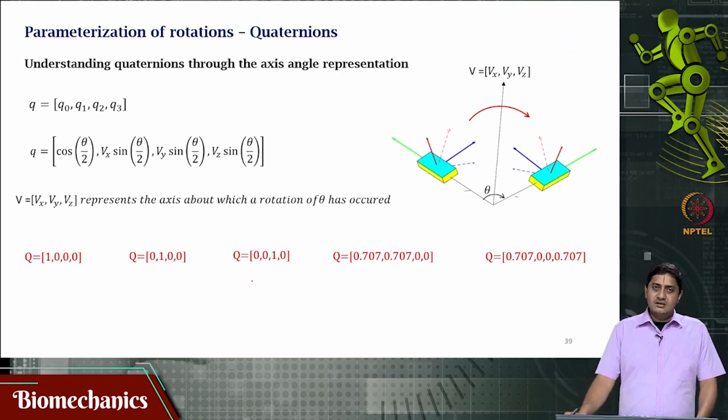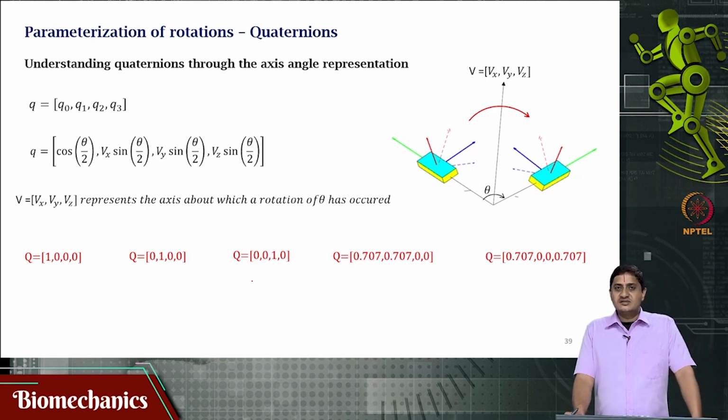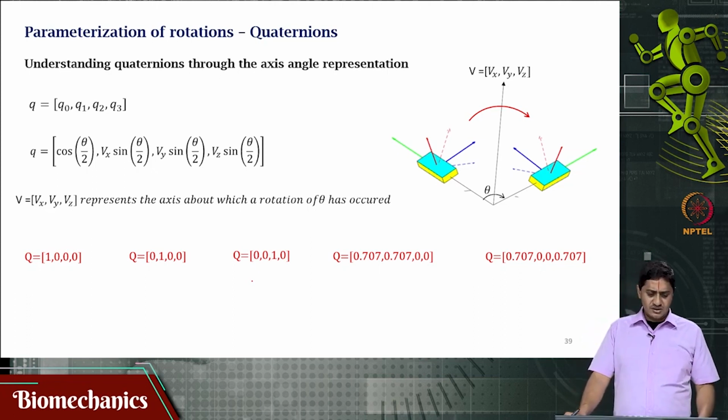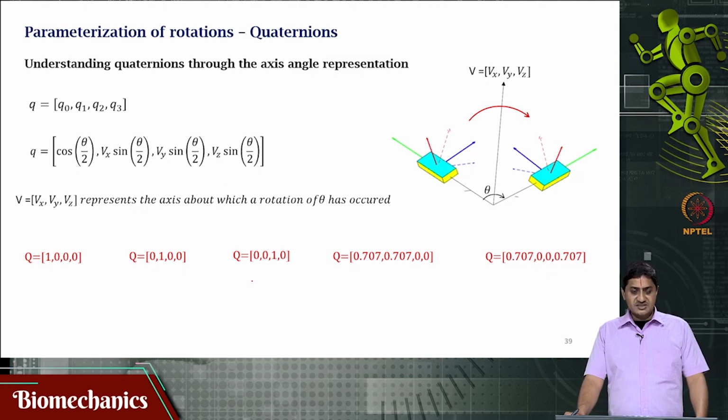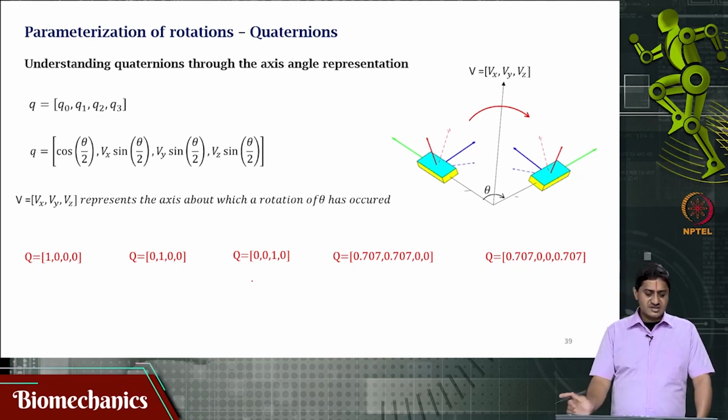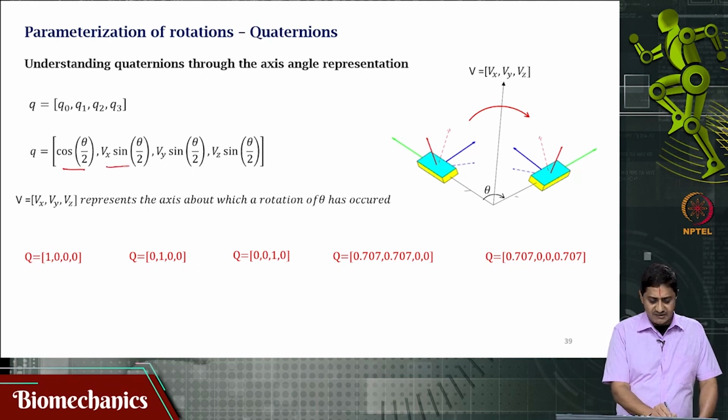Now, in the beginning of this video, we started discussing axis and angle representation. We said that I can actually find the net rotation and the axis about which the net rotation is happening. Remember, this is called axis angle representation or angle axis representation, depending on how you call it. Now, let us suppose I have a quaternion q0, q1, q2, q3. I can represent this as cos of theta by 2, Vx sin theta by 2, Vy sin theta by 2 and Vz sin theta by 2.